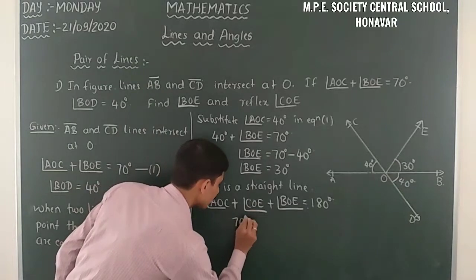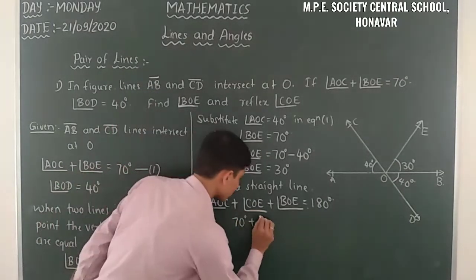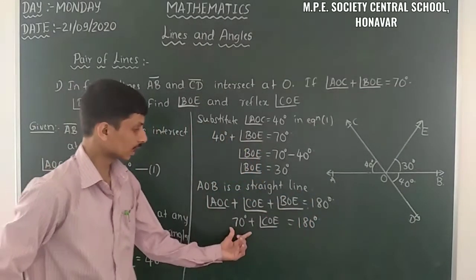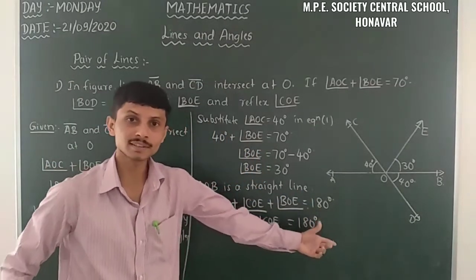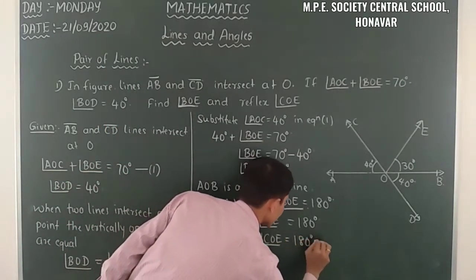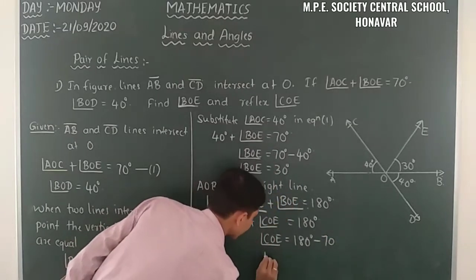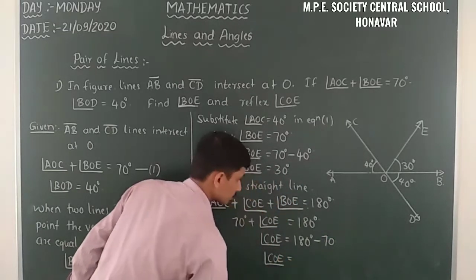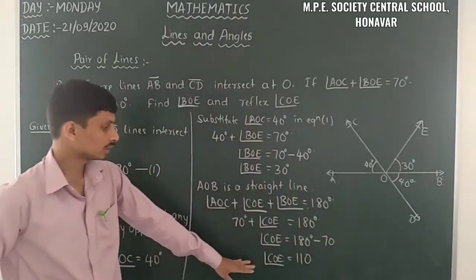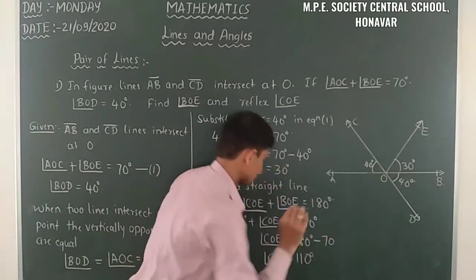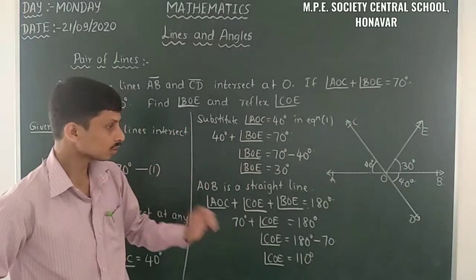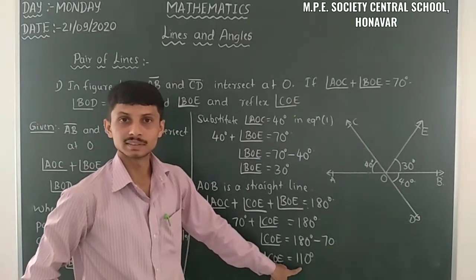So that is 70 degrees plus the remaining angle COE. Angle COE is equal to 180 degrees. So transpose this 70 to the RHS, it becomes minus 70. That is angle COE is equal to 180 degrees minus 70 degrees, that is 110 degrees. So angle COE is 110 degrees.